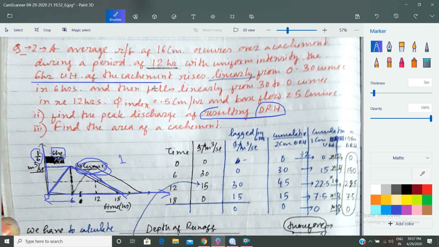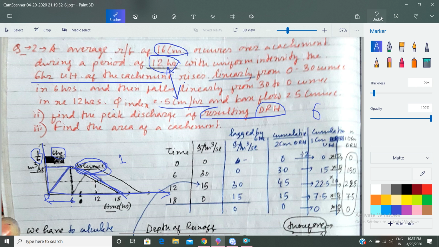The phi index is given as 0.5 centimeter per hour. So total 12 hour precipitation occurred, per hour 0.5 centimeter, then total infiltration was 12 into 0.5 centimeter, which equals 6 centimeter. If 6 centimeter infiltration occurred and 16 centimeter precipitation occurred, then the runoff is 16 minus 6, which is 10 centimeter of runoff. So we need to find the peak discharge of the 10 centimeter DRH.